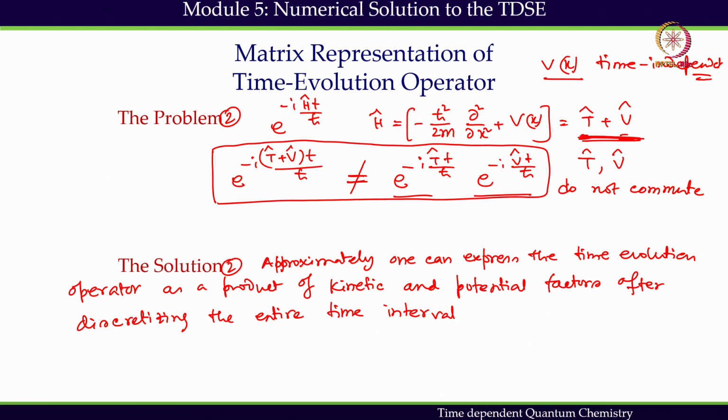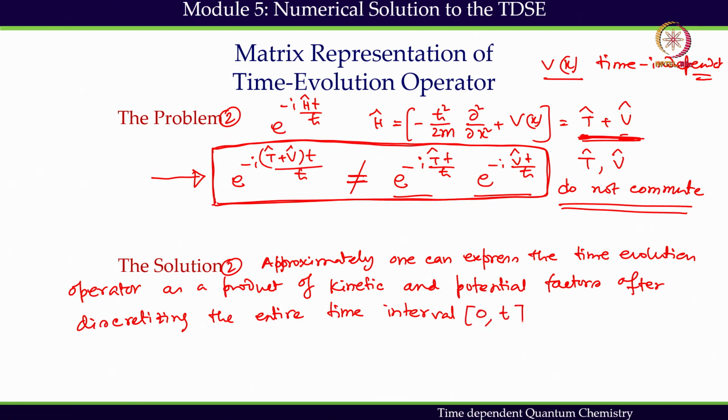So, two comments I have already made. I will prove it very soon. First comment is that this is not true. They are not always equal, because these two operators do not commute. And the solution can come approximately: one can express the time evolution operator as a product of kinetic and potential factors by discretizing the entire time interval.